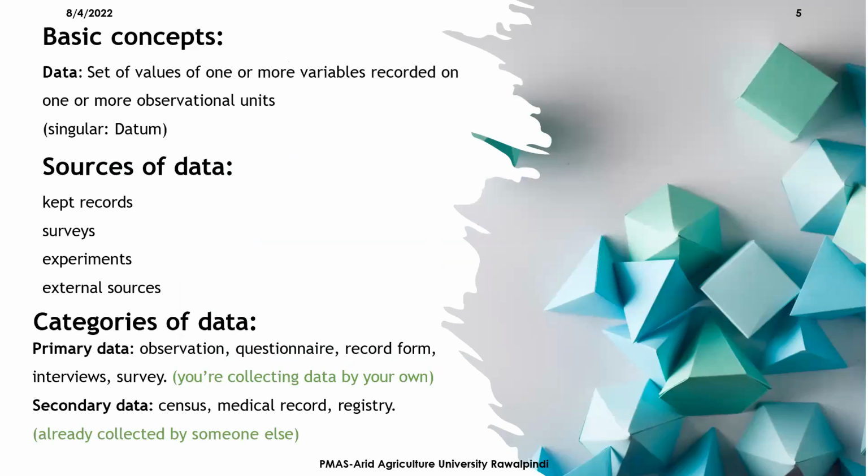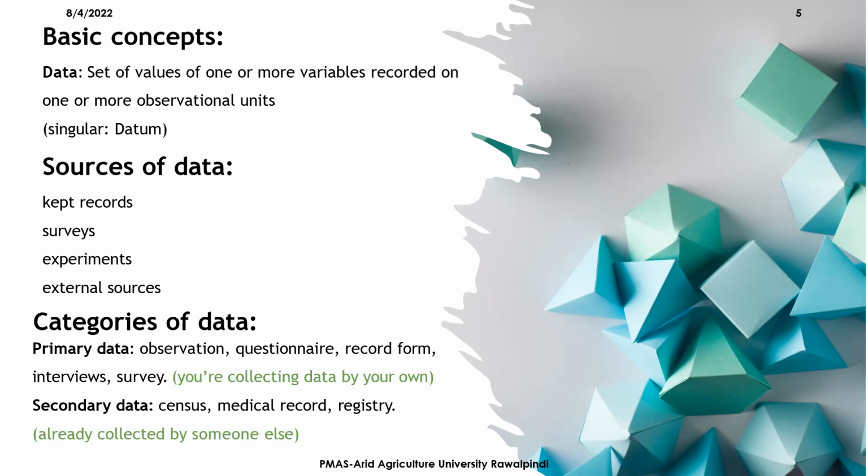Basic concept of data, data set, set of values. What is data? These are the basic set of values of one or more variables recorded on one or more observation units. Data is plural, and datum is singular. What are the sources of data collection? One can record data from routinely kept records or previous findings, collect data from surveys, or collect data from experiments. External sources can also be utilized as data sources.